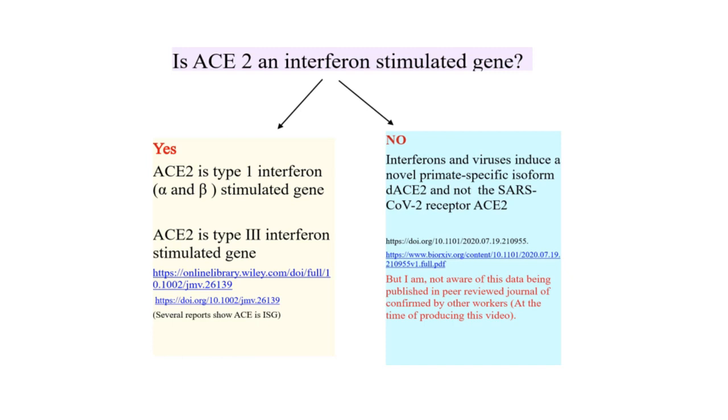Some evidence says yes, ACE2 is a type 1 interferon stimulated gene, and ACE2 is also a type 3 interferon stimulated gene. On the other hand, no. There's a paper that says interferons and viruses induce a novel primate-specific isoform of the ACE2 and not the SARS-CoV-2 receptor ACE2. But I'm not aware of this data being published in a peer-reviewed journal or confirmed by other workers at the time of producing this video.